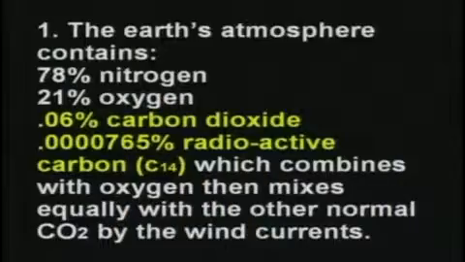Earth's atmosphere is about 100 miles thick. It contains mostly nitrogen, 78% nitrogen, 21% oxygen, a little bit of CO2 for plants to breathe. Plants breathe in carbon dioxide, and there's a very tiny little bit of radioactive carbon-14, 0.0000765%. This radioactive carbon-14 is different than regular carbon.